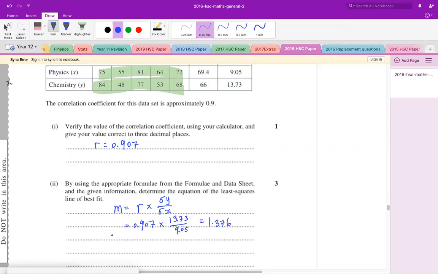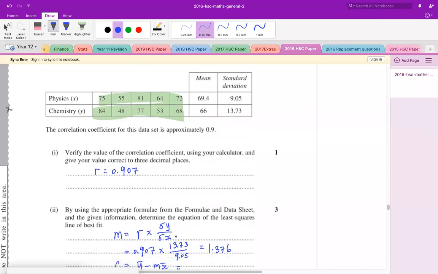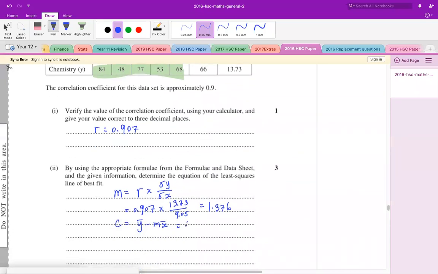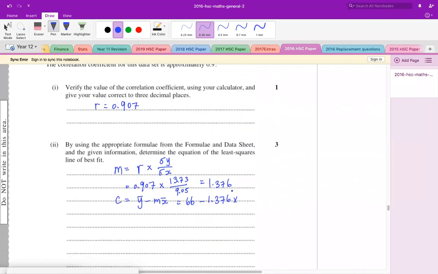And then how do you find the y-intercept? It's c equals the mean of y minus the gradient times the x mean. All right, so then you'll have 66 minus 1.376 times 69.4, and how much is that?